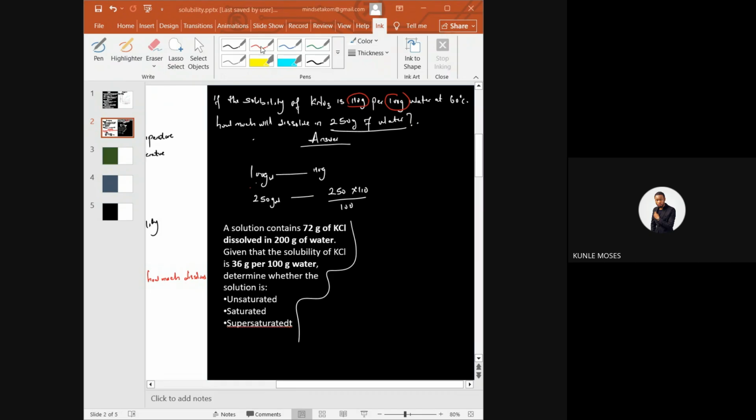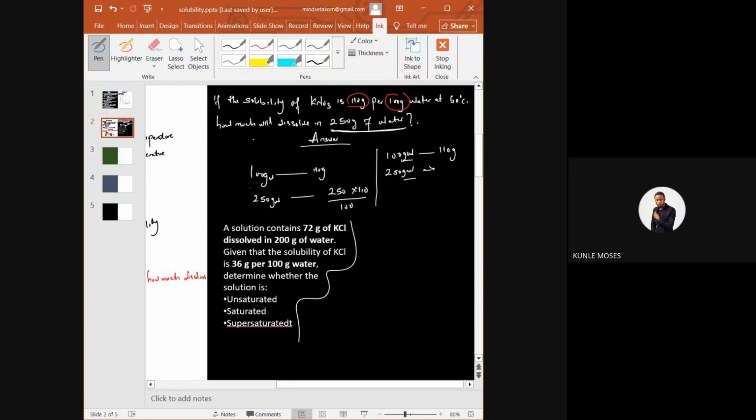Since they give us 250 grams of water, what we are looking for is the mass of potassium nitrate that will be dissolved in this 250 grams of water, right? So therefore, what you should write first is what you have as your question. So since we have 100 grams of water, 100 grams of water dissolving 110 grams, therefore 250 grams of water, you can see that these two, they are on the same side. Do you get the logic?